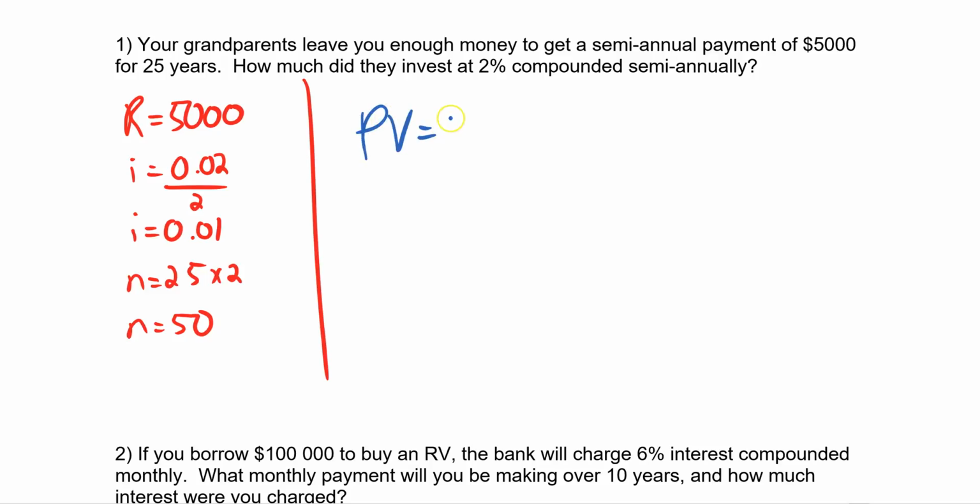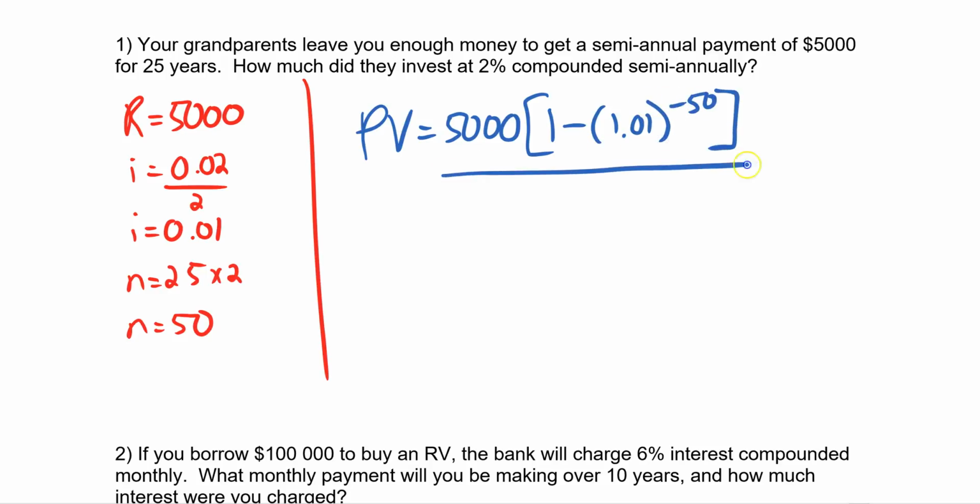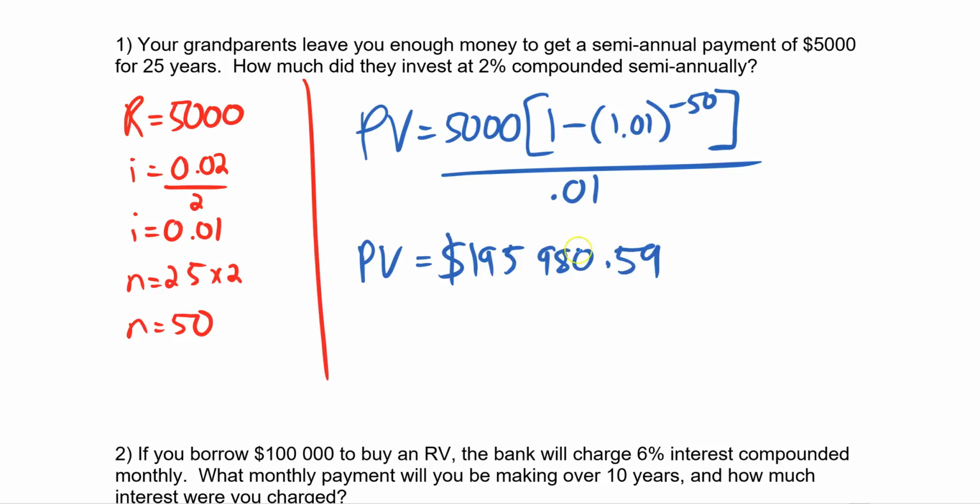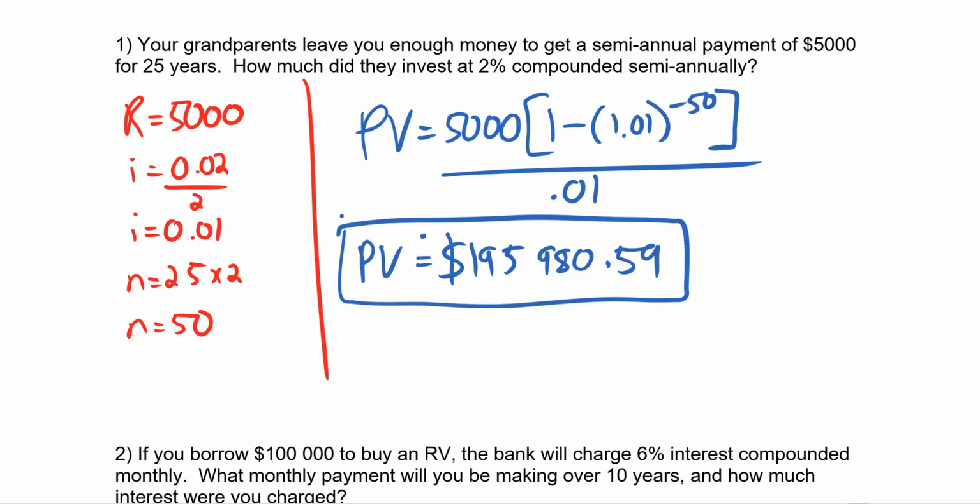So putting together the formula, we've got $5,000, and then 1 minus 1 plus i, which is 1.01, to the power of negative 50. And that's all divided by i, which is 0.01. So we can just type this into our calculators and we get a present value of approximately $195,980.59. So that's how much money they'd have to leave you in order for you to withdraw $5,000 twice a year for 25 years.